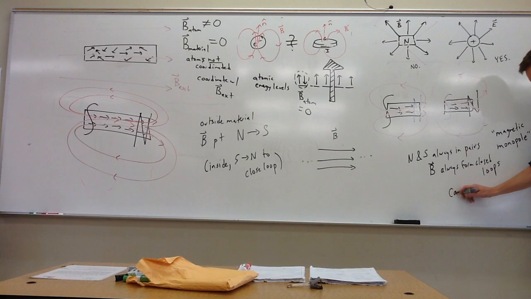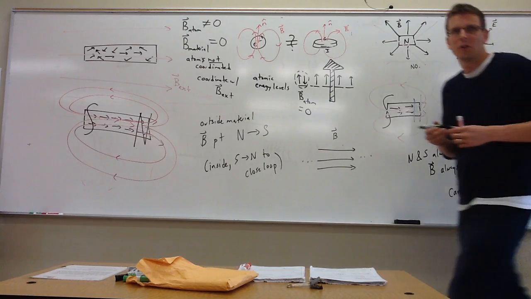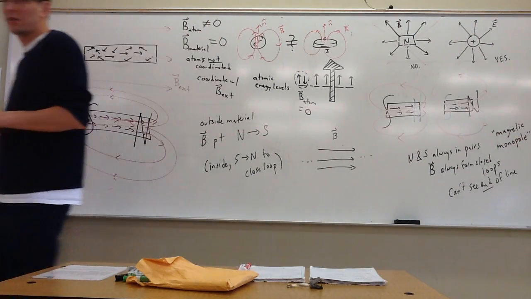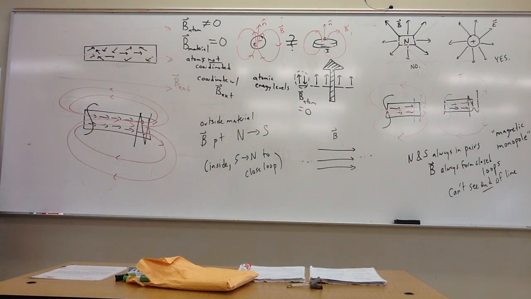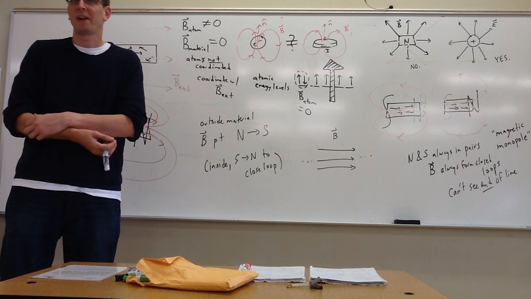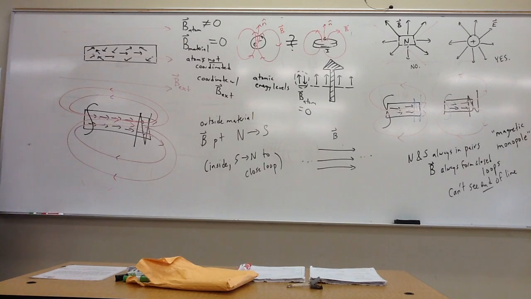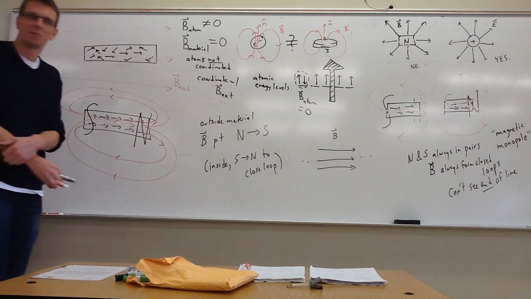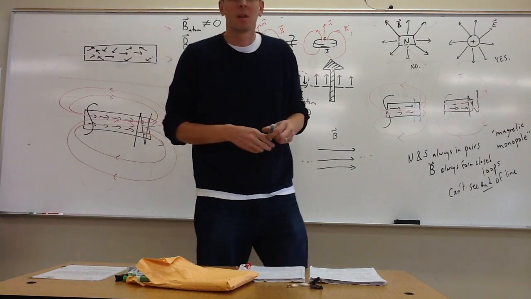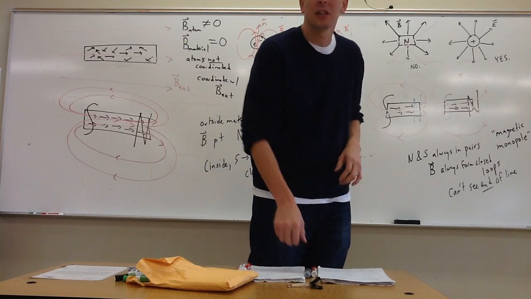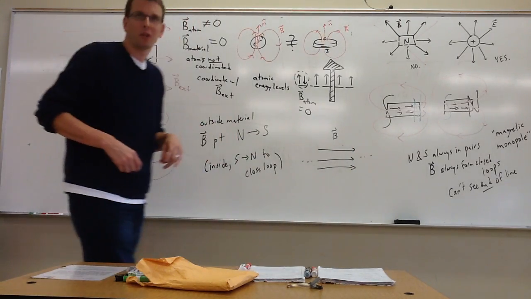You can't see where a line starts or ends. They always go on forever in both directions or form a closed loop. That's our way of saying that there's no magnetic monopoles allowed. All right? Okay, so that's a little bit about magnetic field lines, but now let me get back to what I was talking about before.